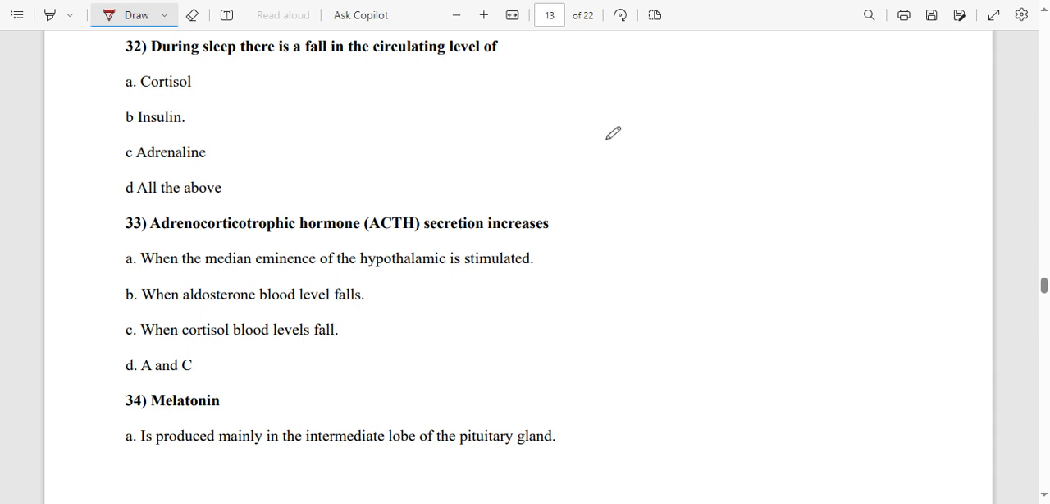During sleep, there is a fall in the circulating levels of cortisol, insulin, adrenaline. Now you know that adrenaline is produced when you are running or when you're under pressure like that. Insulin is produced when you have eaten. Now when you're sleeping, you have not eaten. Cortisol when you are pressured in that way. So now when you are asleep, you expect all these to fall because you are not that active metabolically. So that should be D.